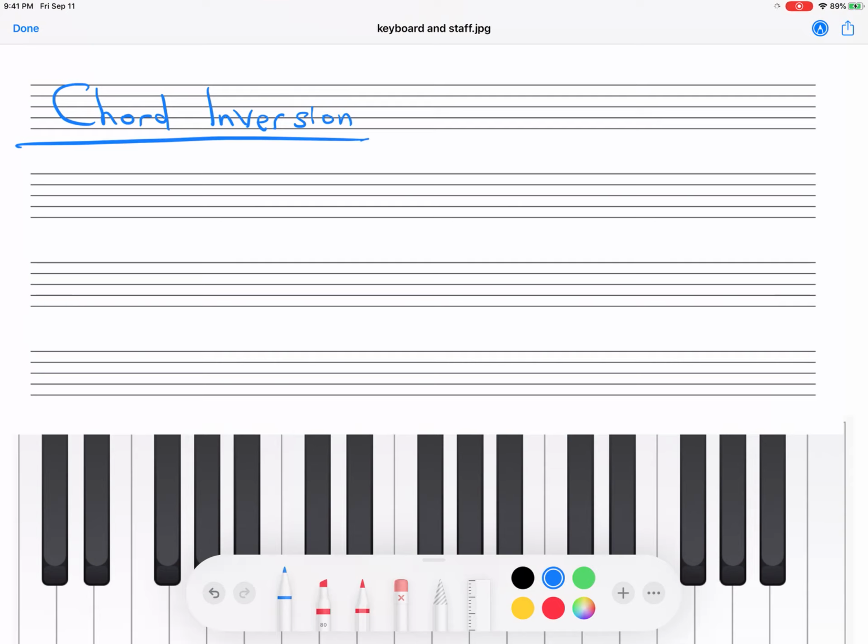Tonight I'm going to show you how to invert chords and how to recognize what inversion a chord is in. So first of all, what is a chord inversion? Well, we know now that to create a chord, we are going to be stacking thirds on top of each other, either to create a triad or a seventh chord.